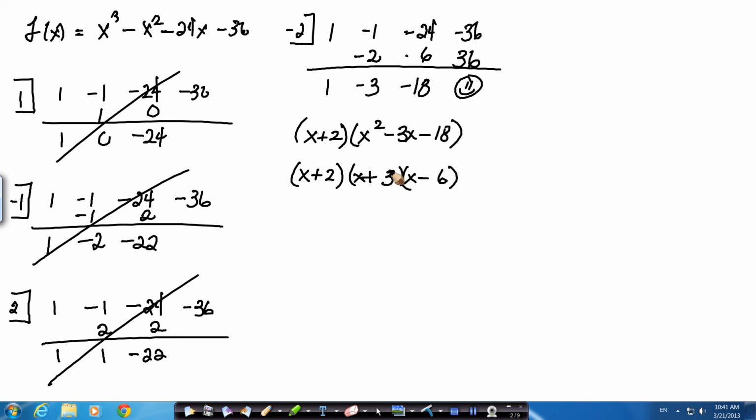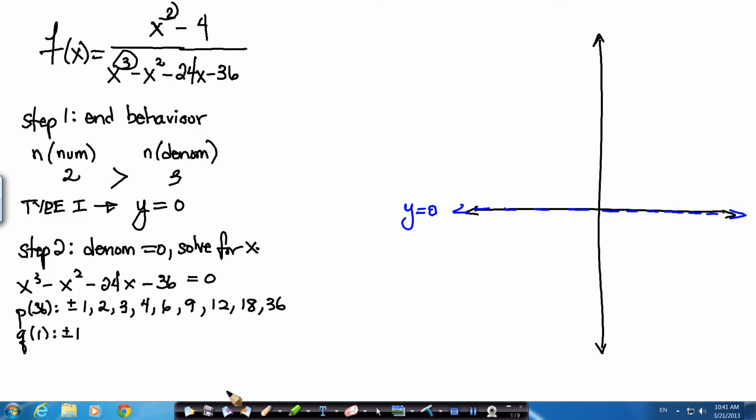So now we can go back to the previous page, and we can say our denominator looks like x plus 2 times x plus 3 times x minus 6. So those are our vertical asymptotes, right? That's what you do. This is how you get your vertical asymptotes.